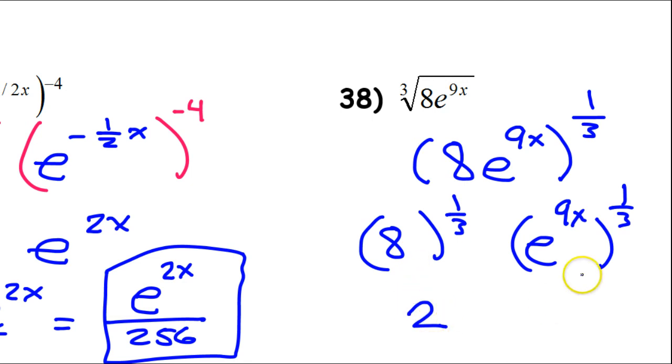So we have that. Now over here, when you have a power raised to a power, you multiply. So I'm going to have the e. 9 times a third is the same thing as 9 divided by 3. That's 3. Alright, and the x is not going anywhere. So we have 2e to the 3x power.